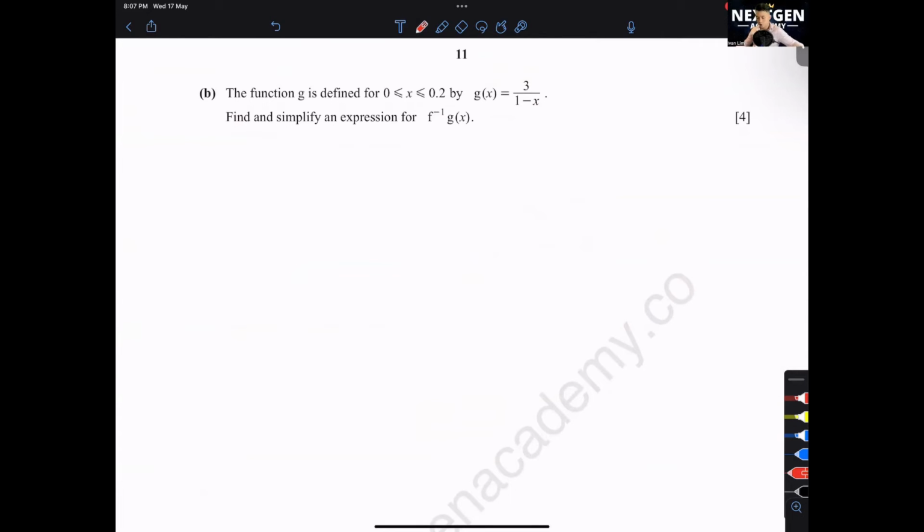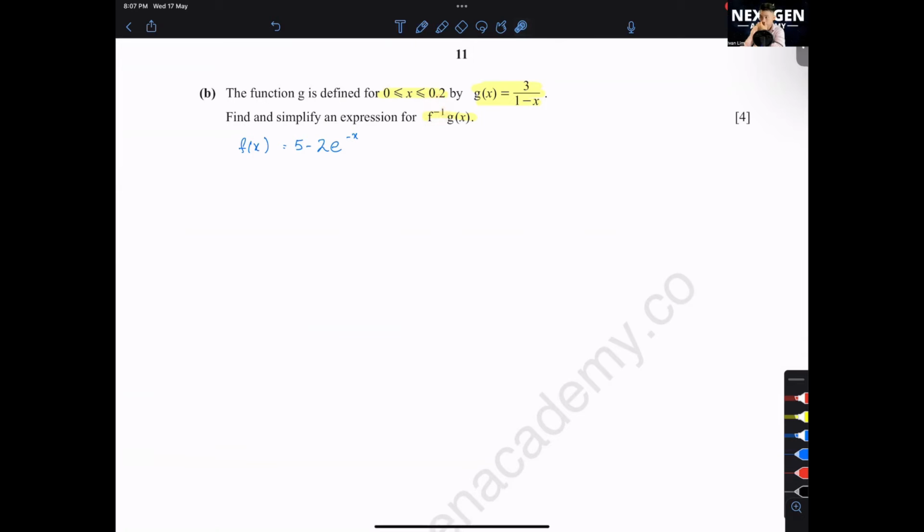Question B, the function g is defined by g(x) equals 3 over 1 minus x. Find and simplify an expression for f inverse g(x). So g(x) is here. Let's write what's f(x) first. f(x) from the previous question is 5 minus 2e to the power of negative x.